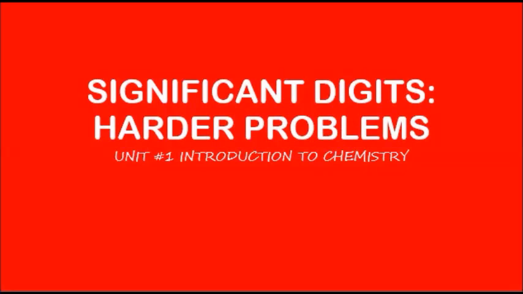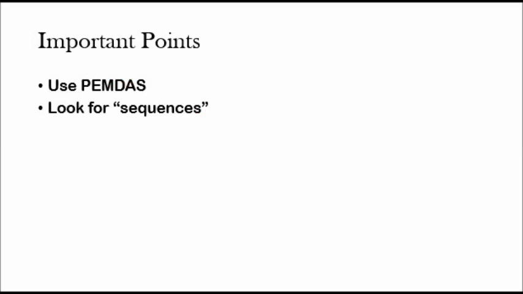In this video, we're going to be doing a few problems involving significant digits, which are harder than the addition, subtraction, multiplication, and division problems that we've been doing. Basically, we're going to combine all of those four things in our equations and see what we have to do. Important points are: 1, use PEMDAS, and 2, look for sequences. What does this mean? I think you're going to understand as we work through a few problems.